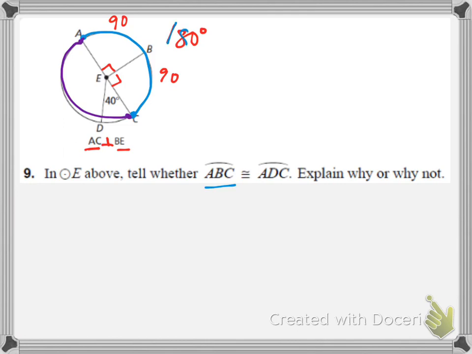So 180 degrees is a semicircle. Semicircle, because it starts and stops on the diameter. So the same thing on the other side. You could find this mathematically, or you can also know that ADC also starts and stops on the diameter, which makes it also a semicircle.